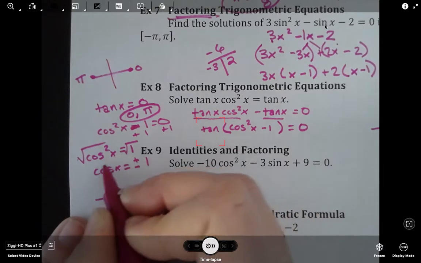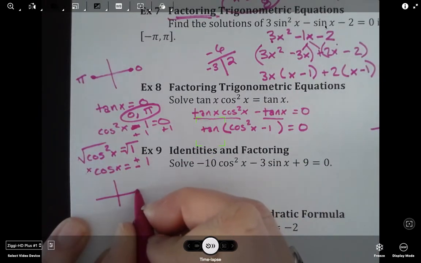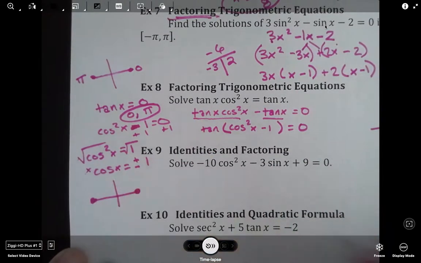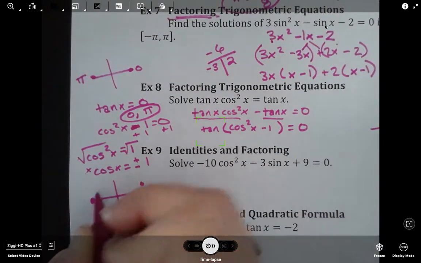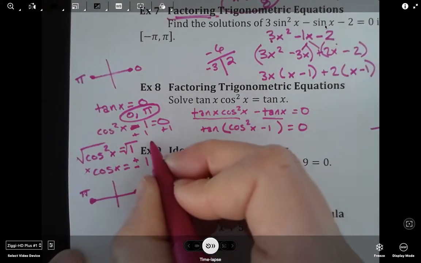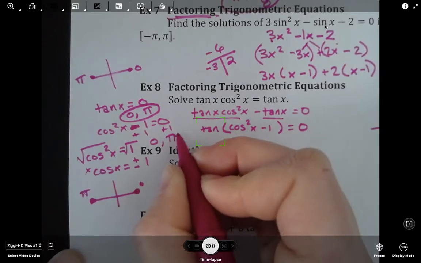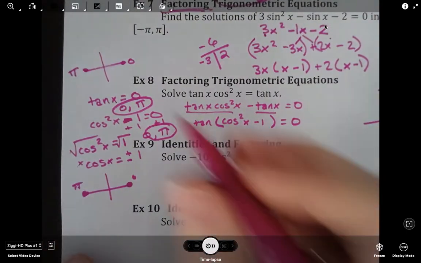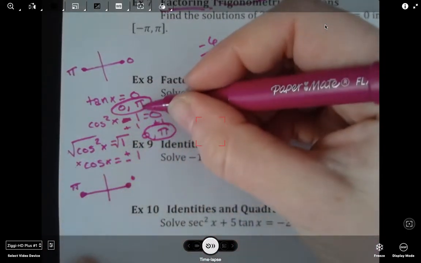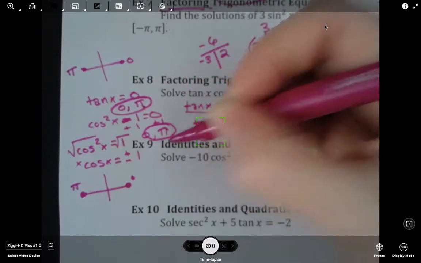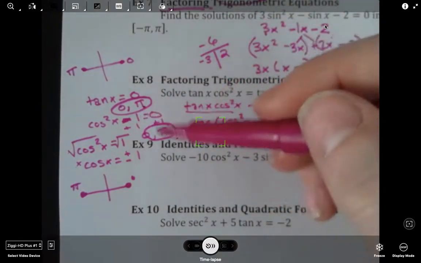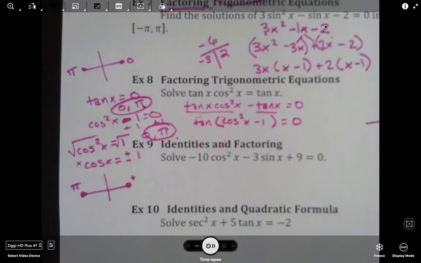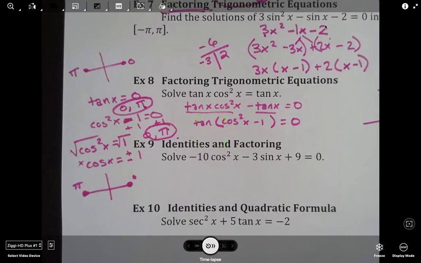Okay, cosine is the x coordinate. So the x coordinate is 1 over here and the x coordinate is negative 1 over there, which is again at 0 and pi. So my answers for the second piece are 0 and pi. Now, you only need to list them once because 0 and pi were my answers here. I don't necessarily need to list them twice, but setting both of those equal to 0 gives me the same answer. Okay?